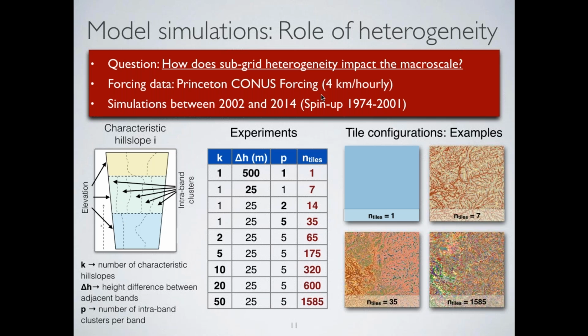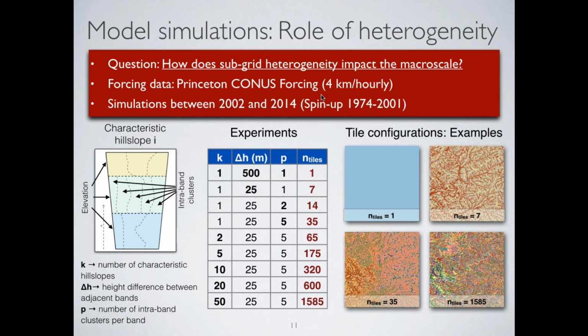So I just want to show some model simulations that you get when doing this. What I want to do is play around with those parameters, the K, the delta H, and the P, to help understand how playing with the characteristic hill slopes, the number of columns, or the number of intra-band clusters impacts the heterogeneity of the system.